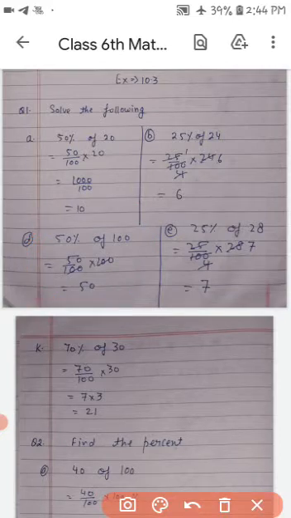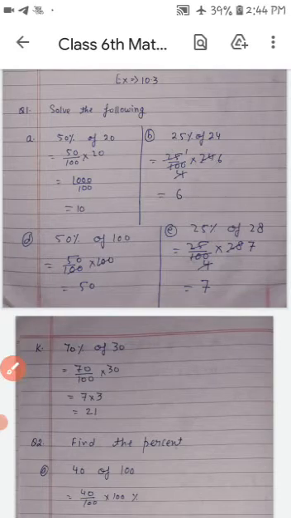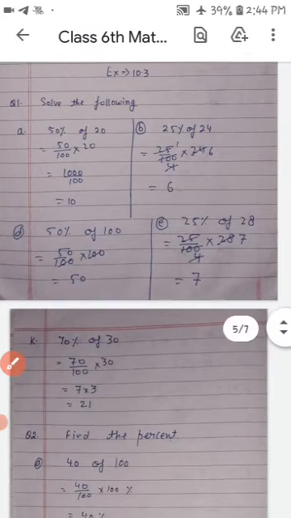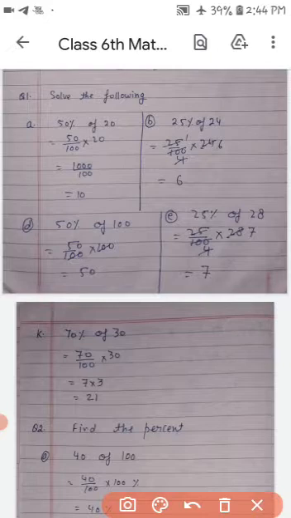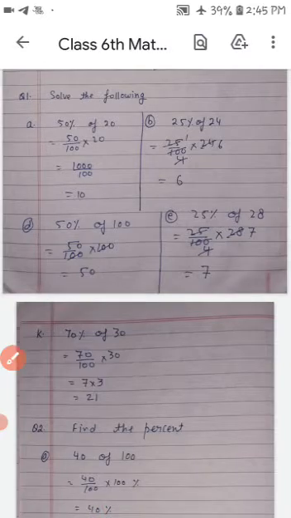Part E. 25% of 28. Now 25 upon 100 multiplied by 28. Here cancel out the table of 25: 25 fours are 100. Now 4 sevens are 28. Now answer comes to 7. Part K. 70% of 30. Now 70 upon 100 multiplied by 30. Now zeros cancel. Now 7 threes are 21 is the answer.